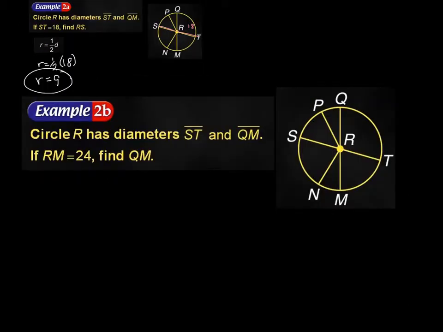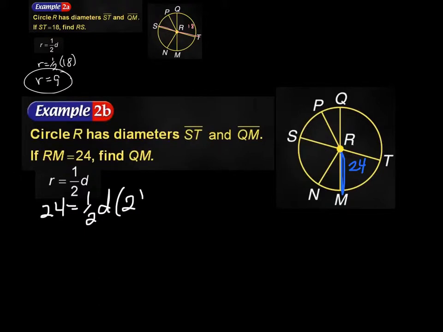Okay, same beginning. We have diameters ST and QM. This time they told us that RM is 24. So if we know the radius, we want to find the diameter. To undo that 1/2 times d, we're going to multiply both sides times 2. And so we get 48 equals d.